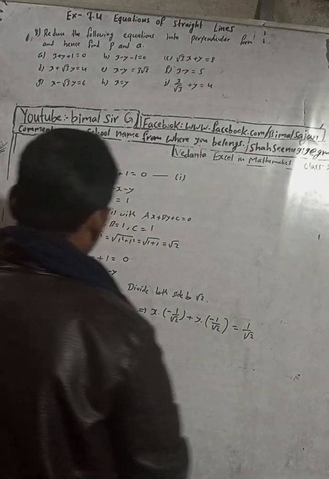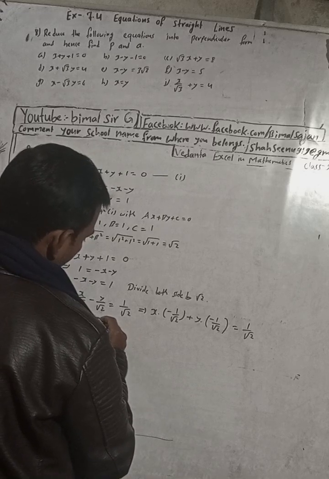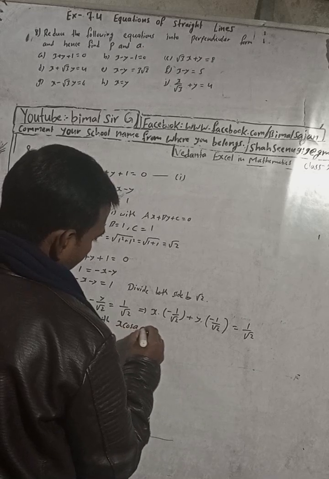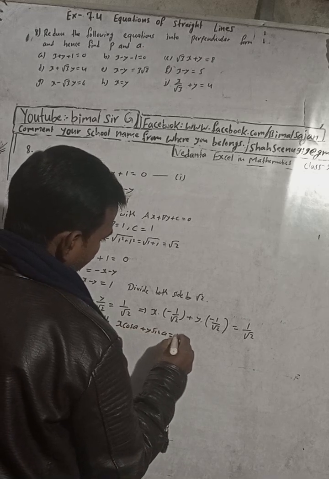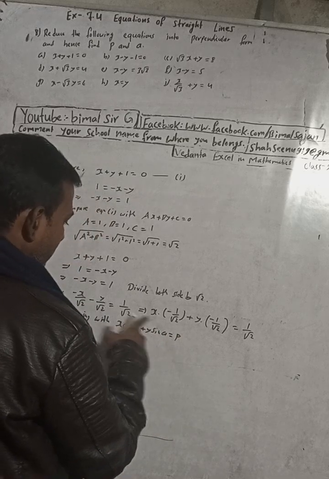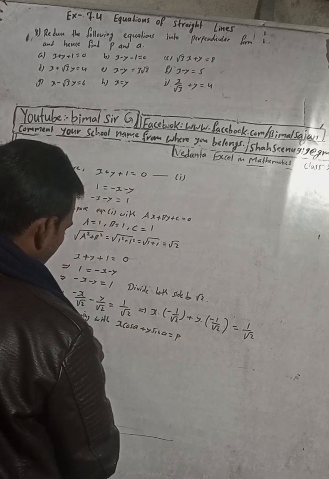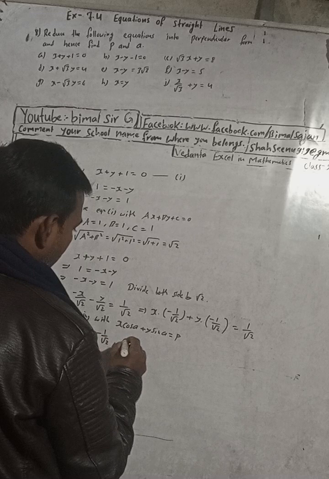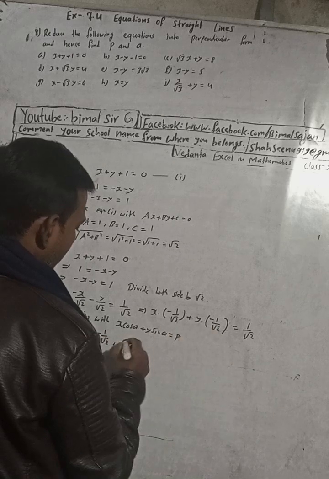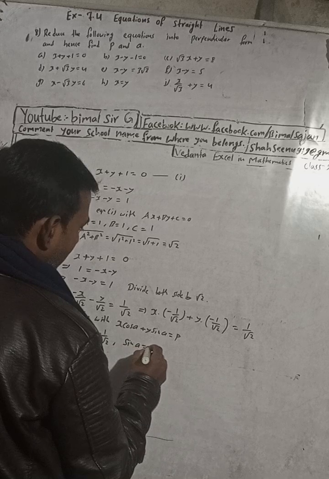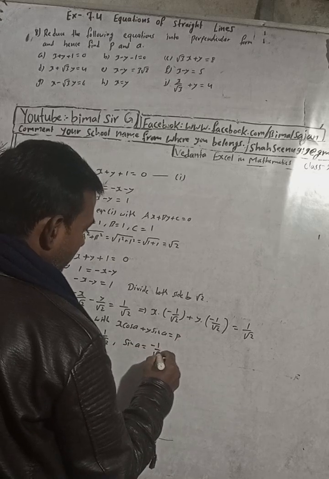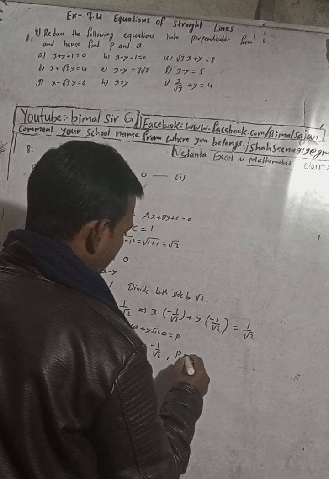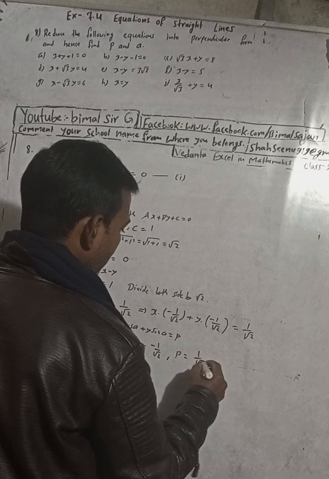So now comparing with x cos alpha plus y sin alpha is equal to p, what do we get here? In place of cos alpha, we get minus 1 by root 2, and in place of sin alpha, we get minus 1 by root 2. And what about p? p is equal to 1 by root 2.